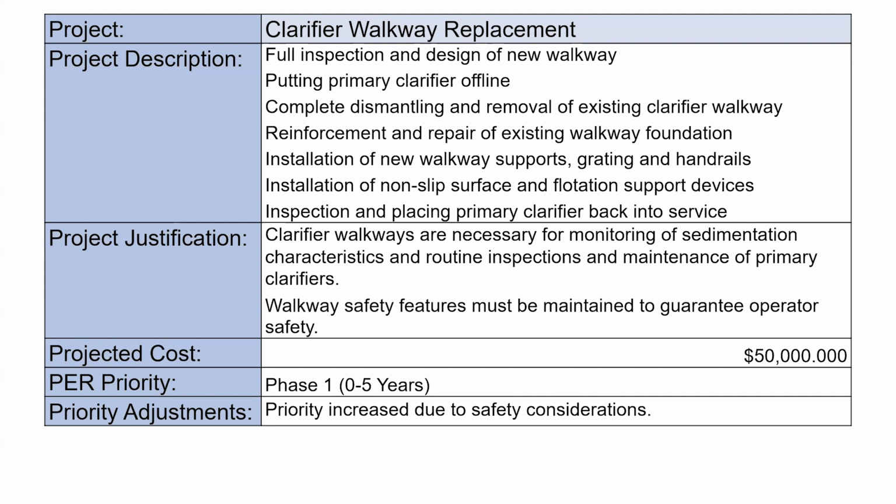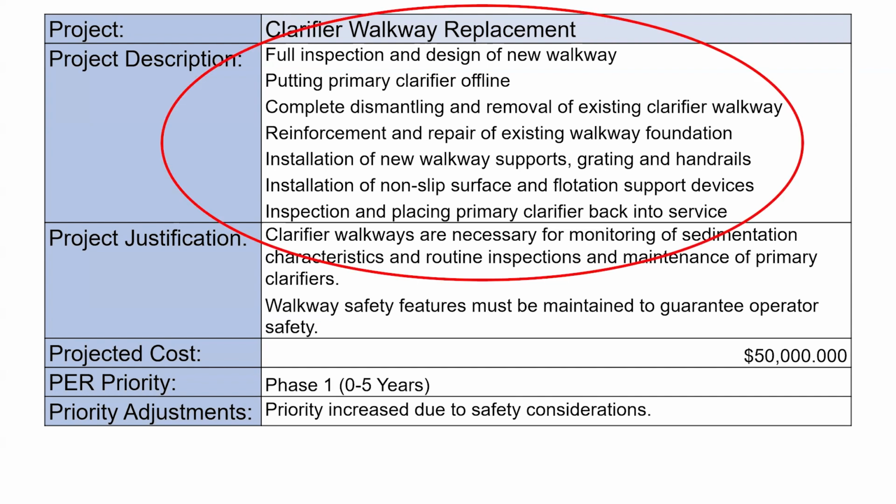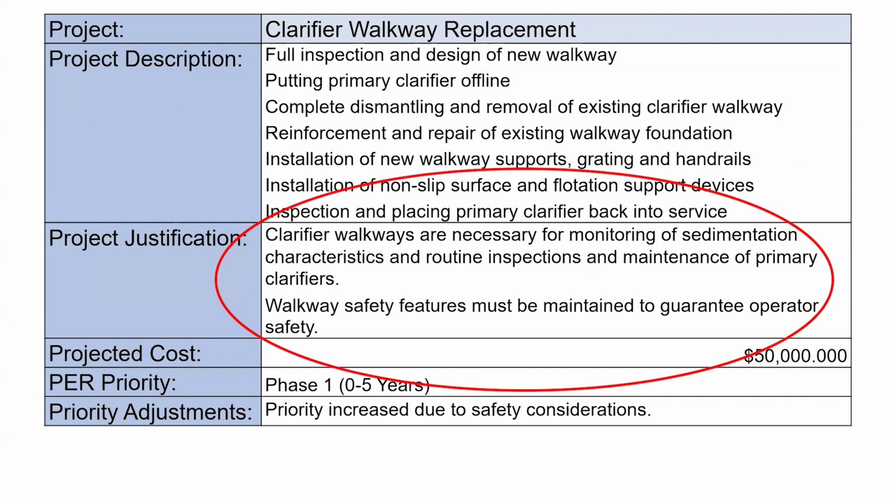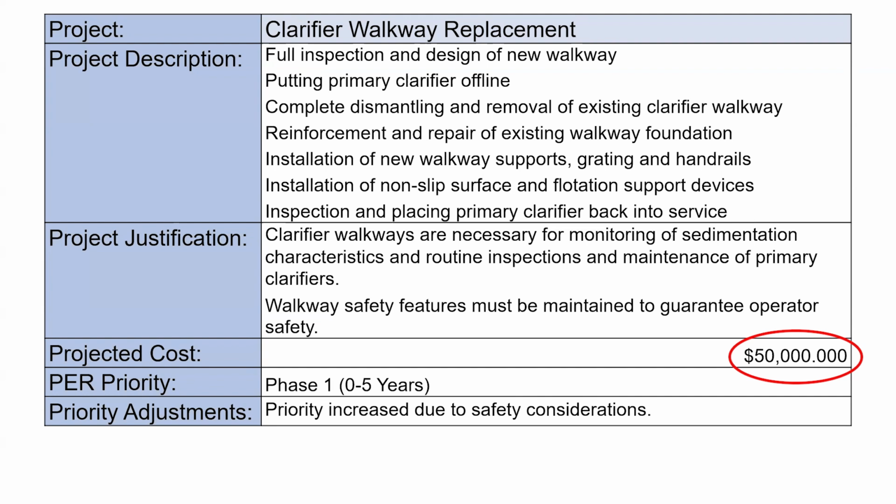For our CIP, our summary cards include a description of each project, justification for each project, the estimated cost and priority of the projects, which we already discussed, and notes on any priority adjustments that were made. You may also include other data that you feel is valuable to your evaluations.